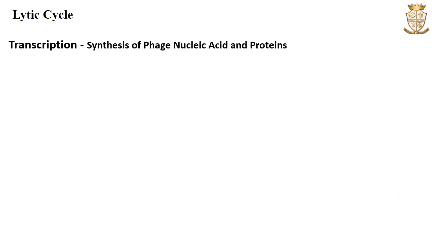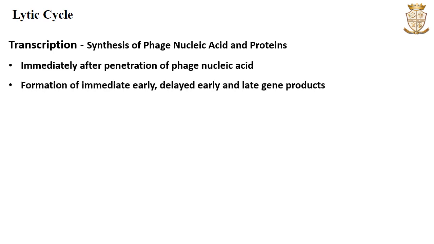The third stage in the lytic cycle is transcription, that is, synthesis of phage nucleic acids and proteins. The synthesis of phage components occurs immediately after penetration of the phage nucleic acid. It occurs through several stages, that is, the formation of immediate early genes, delayed early and late gene products.